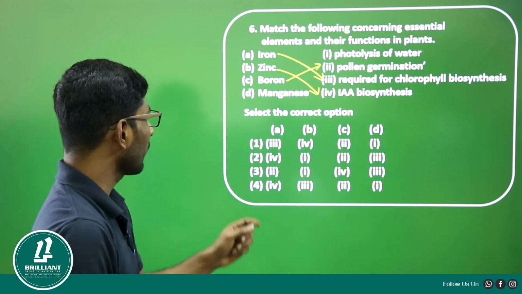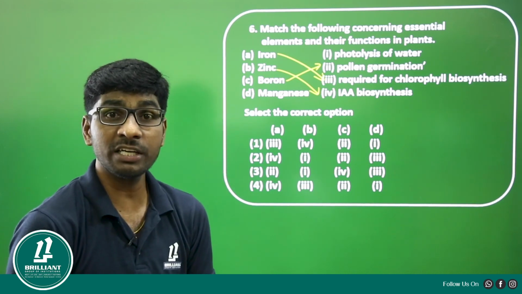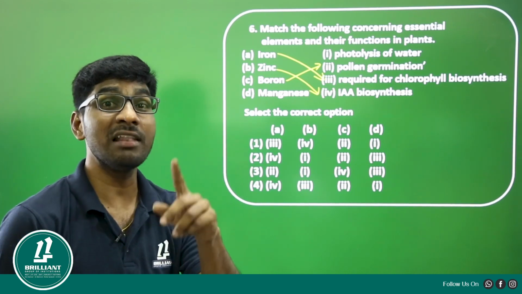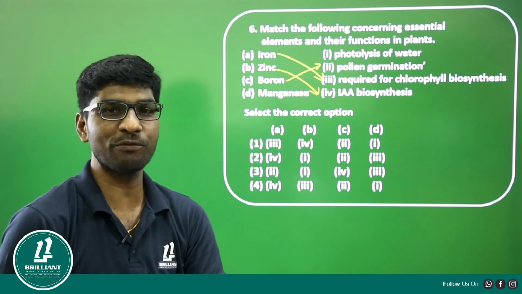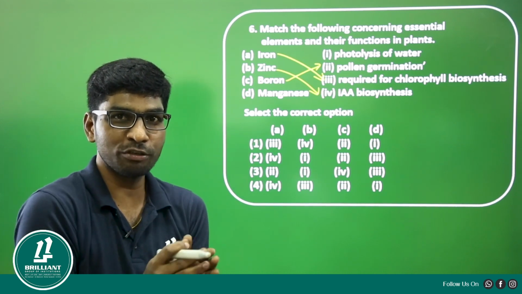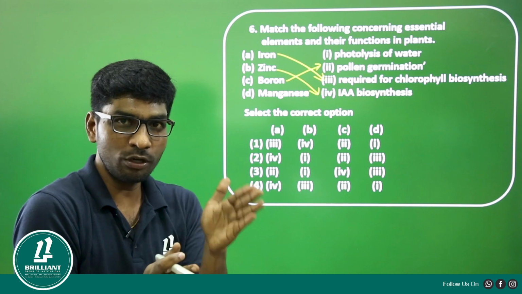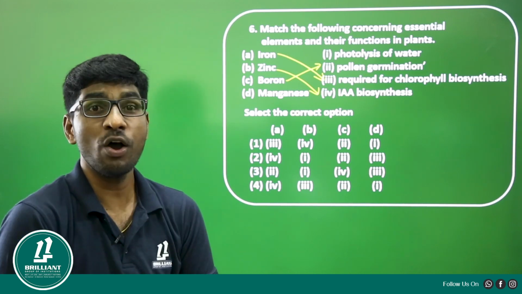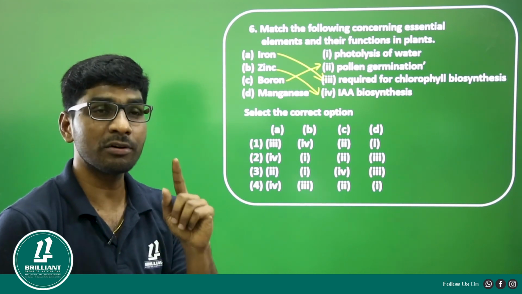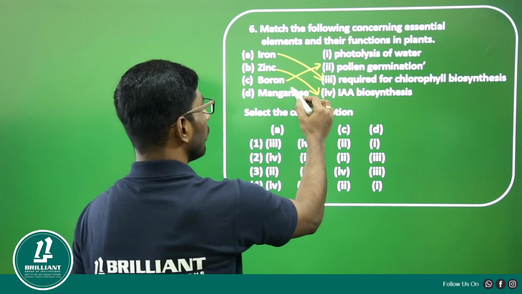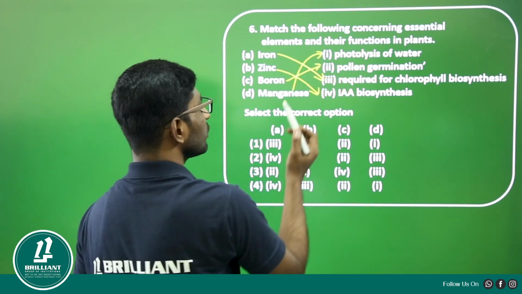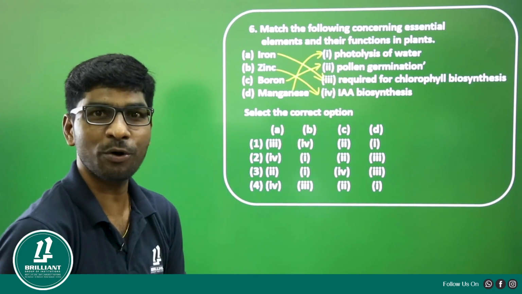Fourth option, manganese. Manganese helps in the light reaction, photolysis of water. So water is going to be broken into hydrogen, electrons and also oxygen, right? Do you remember? So manganese will go with what? Photolysis of water in the thylakoid membrane.